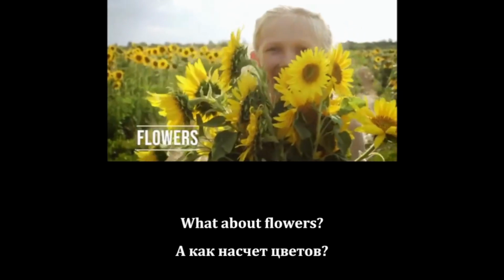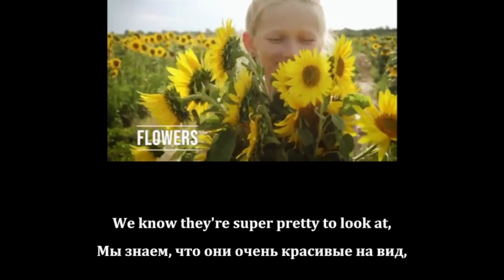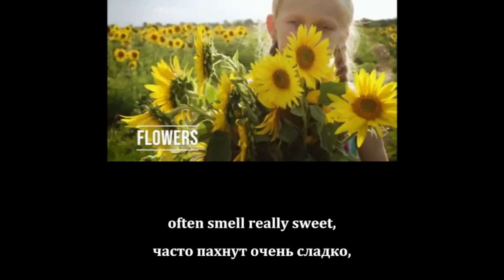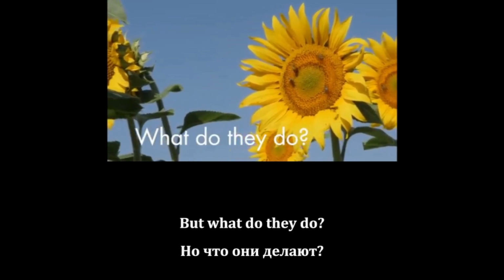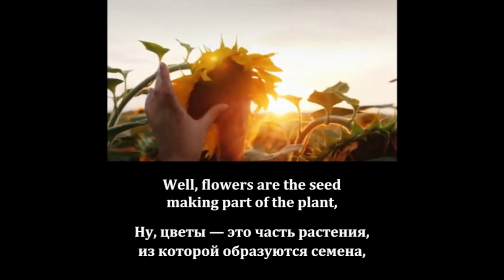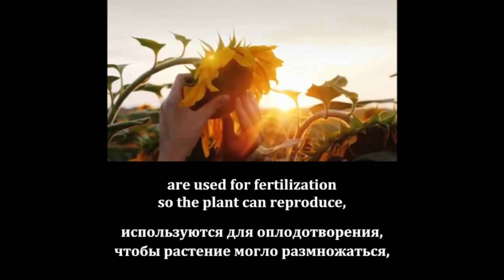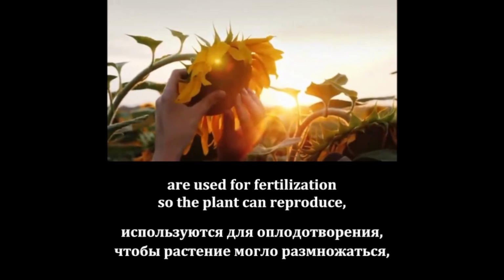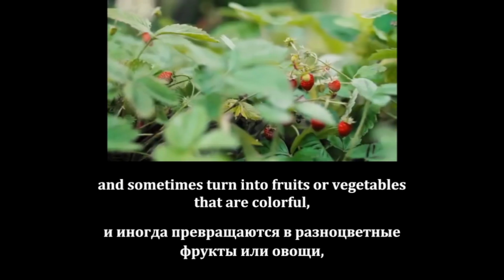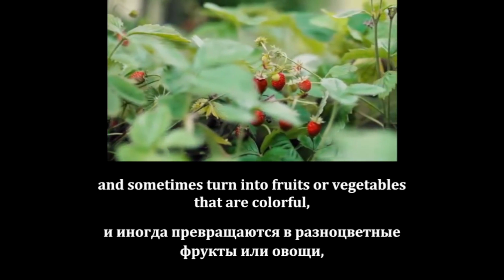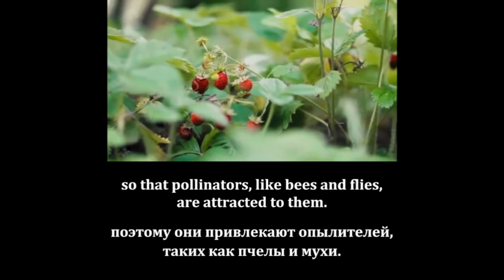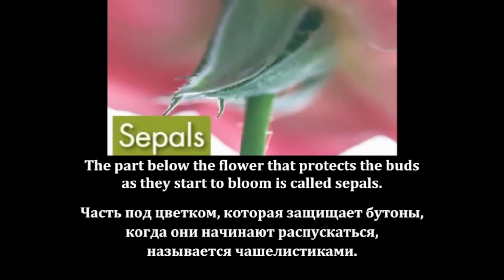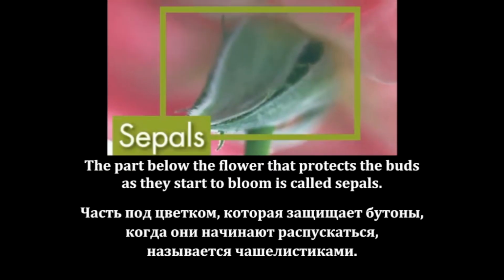What about flowers? We know they're super pretty to look at, often smell really sweet, and they attract bees. But what do they do? Well, flowers are the seed-making part of the plant, are used for fertilization so the plant can reproduce, and sometimes turn into fruits or vegetables. They're colorful so that pollinators like bees and flies are attracted to them. The part below the flower that protects the buds as they start to bloom is called sepals.